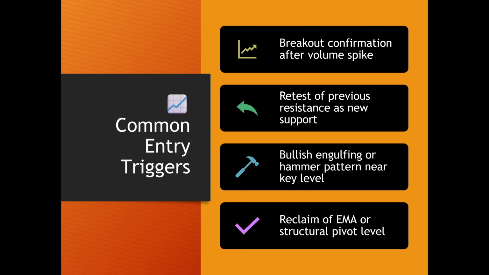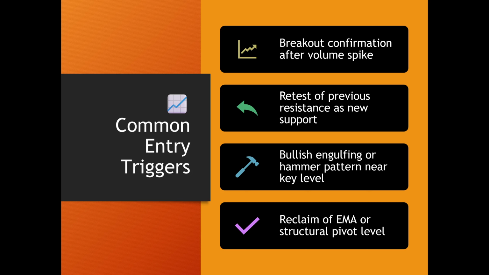Here are some common entry triggers that I look for. Not all of them do I look for every single time, especially the last one. I've kind of pivoted away from those, but you can still do that. So a breakout confirmation after volume spike is a really good one. Looking at volume increasing can really help you understand where momentum is flowing. So price closing beyond a key level with strength and not just a quick wick is really good.